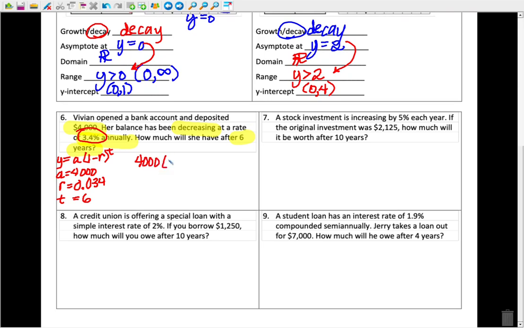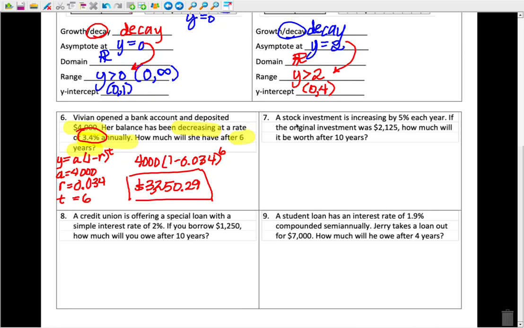So that's 4,000 times 1 minus 0.034 to the power of 6. Let the calculator do all the work for you. Just remember to round to the nearest hundredths place, which is the nearest cent. I got $3,250.29 for my final answer. And don't forget, if you are wanting partial credit, then you need to write down the formula so I can see if you actually know what formula you're using and just maybe typed it in incorrectly and got a wrong answer.